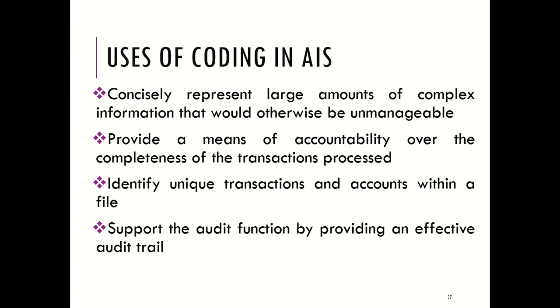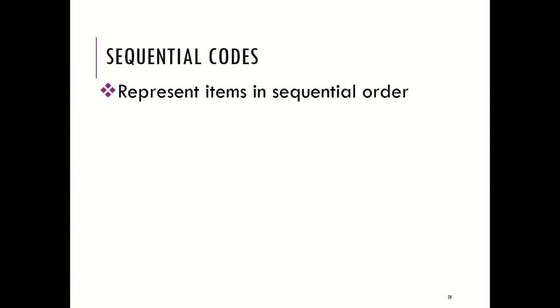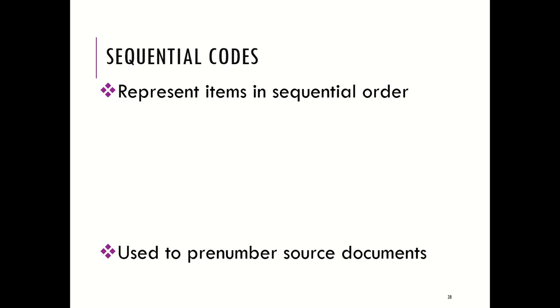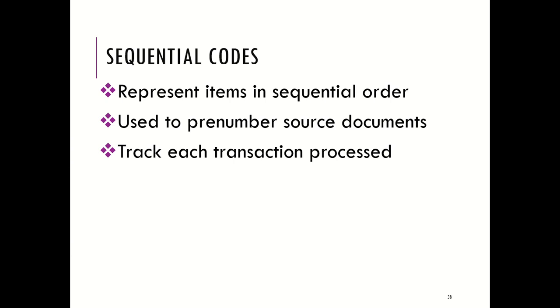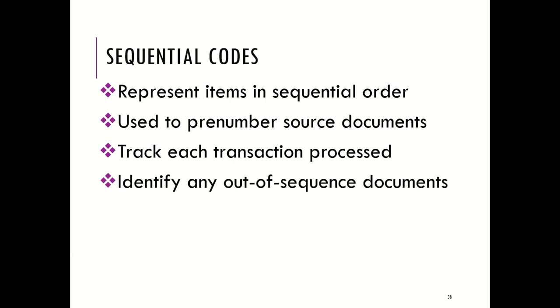Okay, we will be discussing now the different types of codes na ginagamit, and let's see kung ano rin yung benefit ng each of these types of codes. So let's start with what we so-called sequential codes. So ano ba itong sequential code? It is a code which represents items in sequential order. Okay? It uses pre-numbered source documents to track each transaction processed. It is also used to identify any out-of-sequence documents.